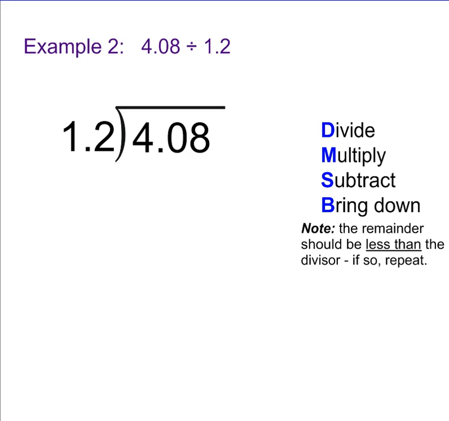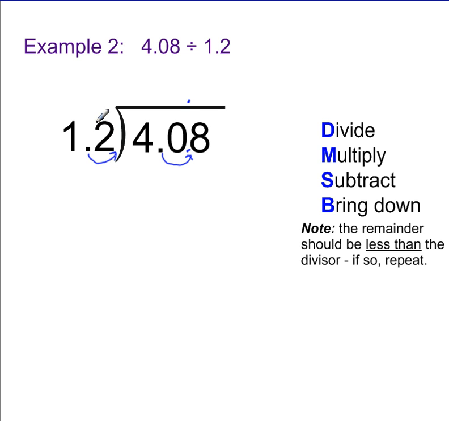In my second example, I will take 4 8/100 divided by 1 2/10. I once again need to move this one place to the right. In this particular example, I already have the decimal point given, so I move it one place to the right. So now my decimal point is right here. I need to move that straight up in order to put the decimal point in my answer.